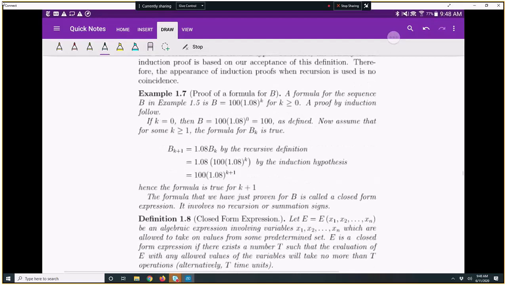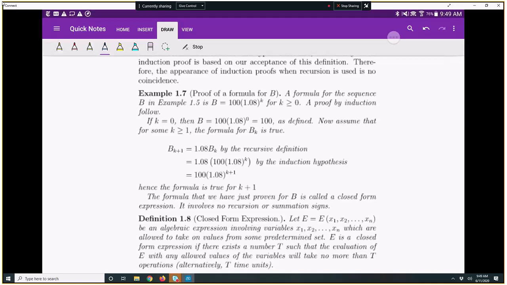So here's an example of such an inductive proof. Proof of the formula for B. A formula for the sequence B, as in the example we saw above, is B_k equals 100 times 1.08 to the k. So we'll prove that by induction. When we do induction, we start with a first case. In this case, we want to use k equal to 0, and we can clearly demonstrate that this definition holds for our initial case. B_0 equals 100 times 1.08 to the 0, which is 100, and that's the definition.